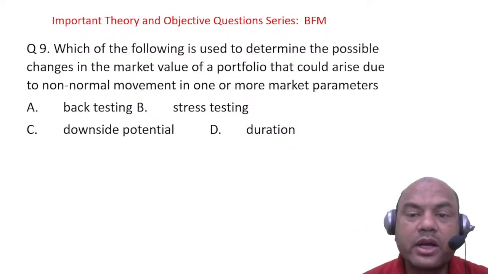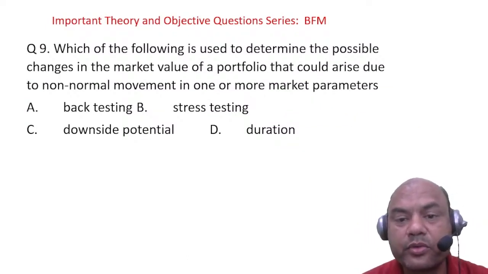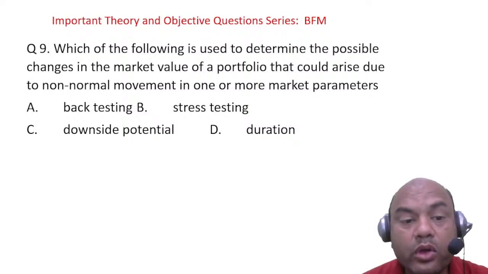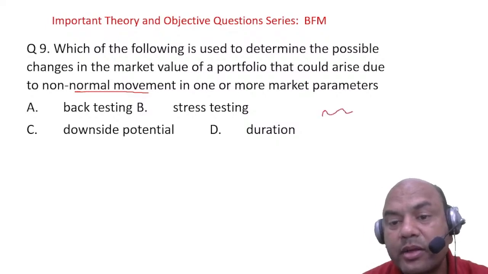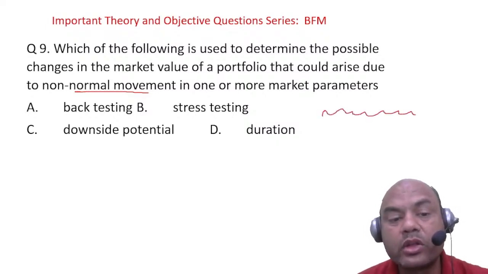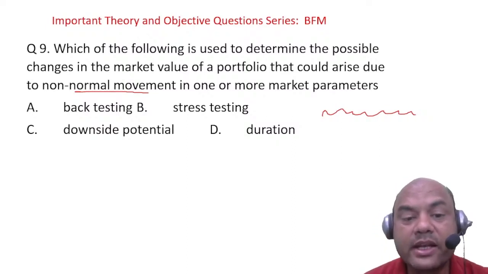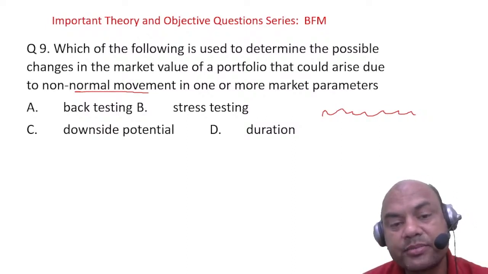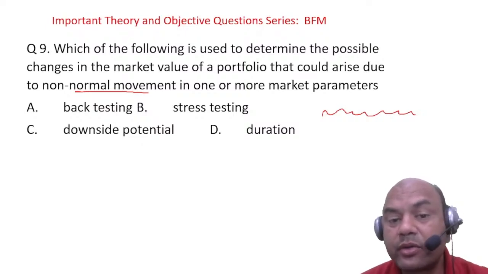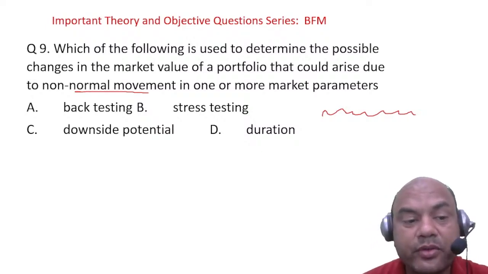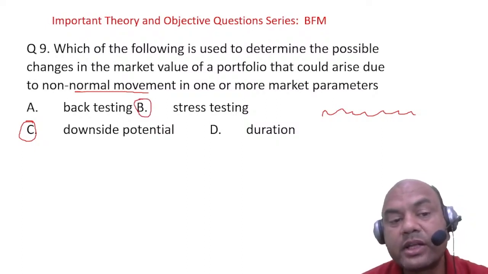Which of the following is used to determine the possible changes in the market value of the portfolio that could arise due to non-normal movements? Non-normal. Normal means what? I just gave you that example, backtesting. Non-normal: backtesting, stress testing, downside potential and duration. Remember, downside potential means what? Now here, you all will get confused between B and C.